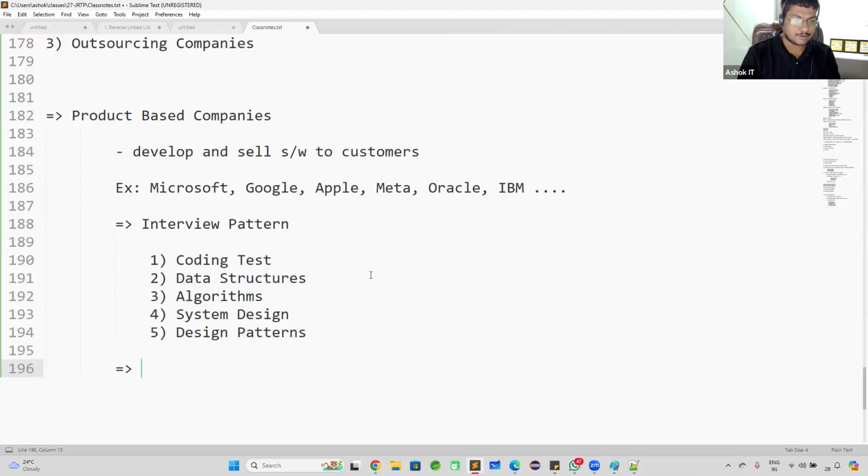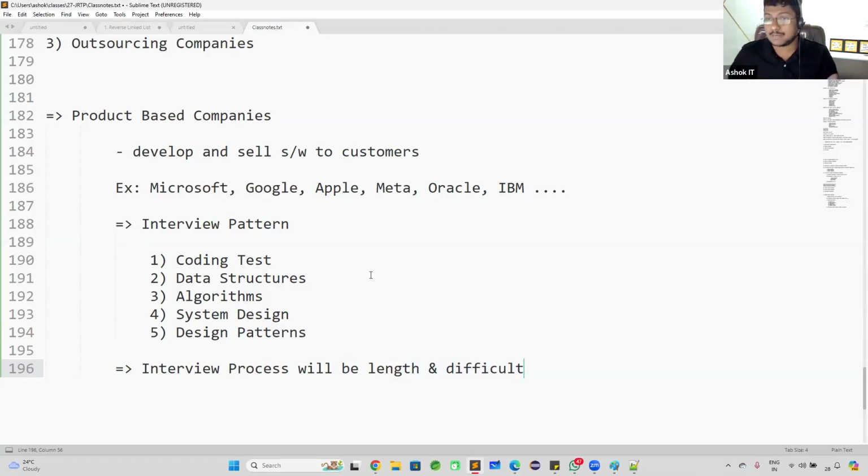So when you go for product-based companies, guys, the interview process will be lengthy and difficult. Some product-based companies may take 1 month to complete your interview process. So 5 to 6 rounds of interviews will be there. A coding test will be available. They will give you the task and the time, and you need to complete that.